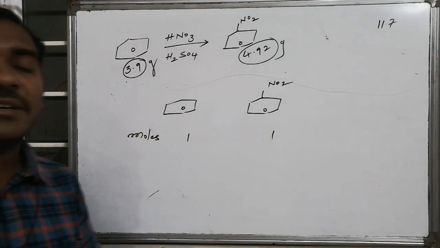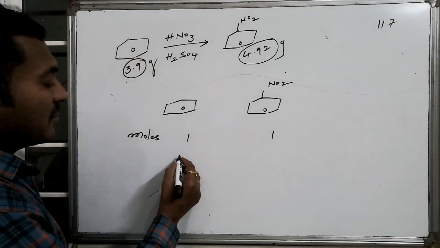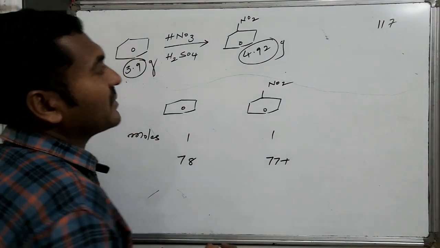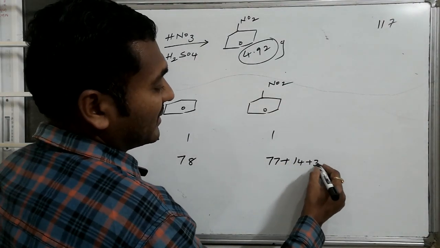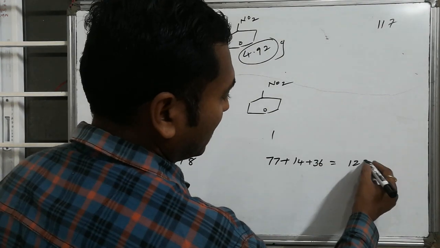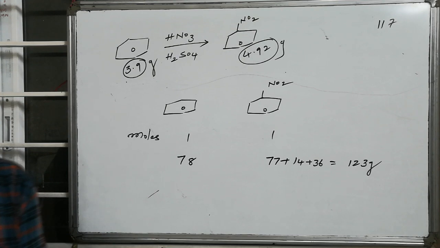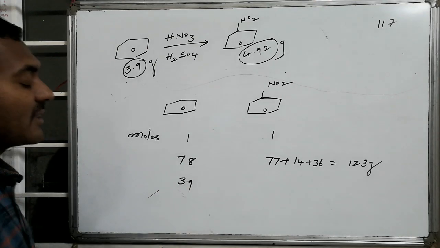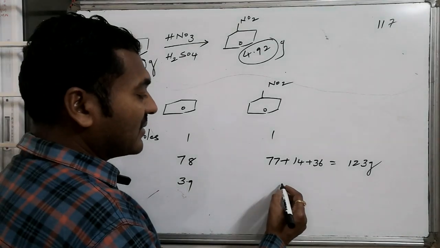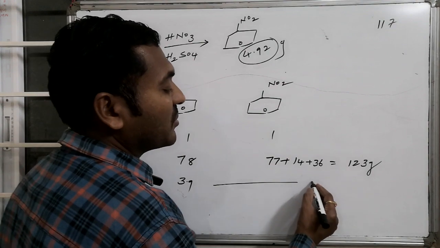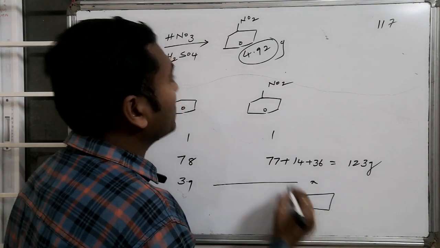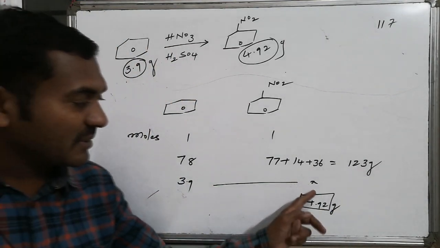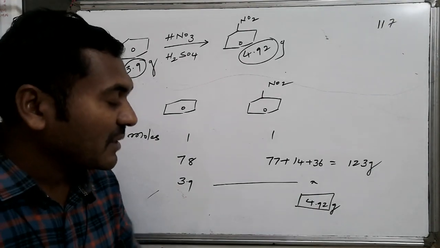Whereas the corresponding quantitative weight ratio, if you calculate: benzene has gram molecular weight 78, whereas nitrobenzene is 77 plus nitrogen 14 plus 32. Altogether it reaches 123 grams. Every 78 grams should produce 123 grams, and here we have 3.9 grams. This 3.9 grams has to produce some X, but what is the amount that it is actually producing? 4.92 grams. The theoretically expected value is X. The practically produced value is Y.